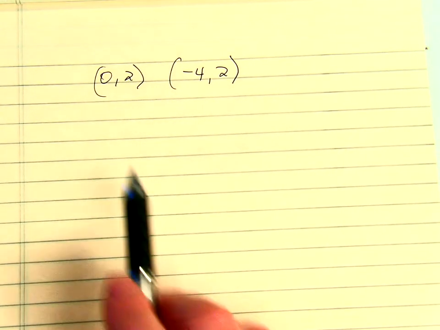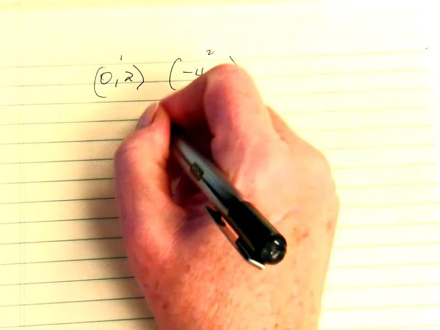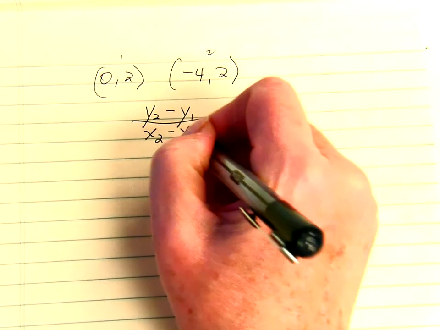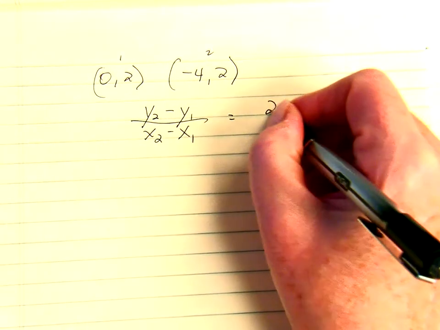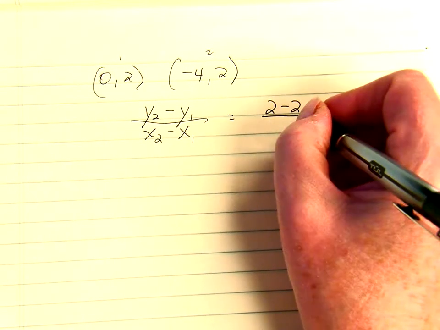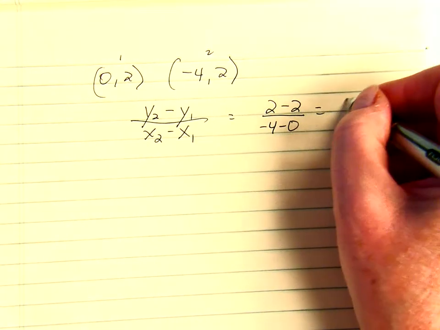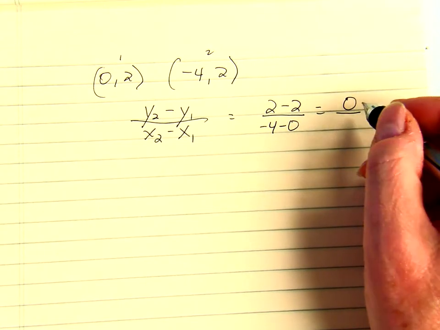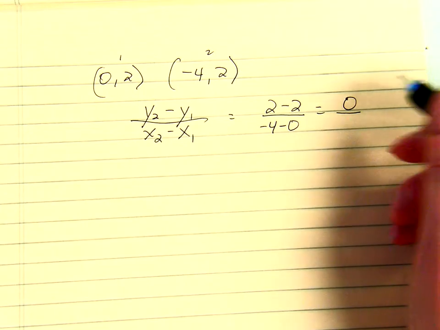So the first thing I need is a slope. So we'll call this point 1, point 2. So y2 minus y1 over x2 minus x1 is how we're always going to start for our slope. This is going to be 2 minus 2 over -4 minus 0. 2 minus 2 is 0. I can't even believe that I did this point. Of all the points I could have picked, I picked a horizontal line.